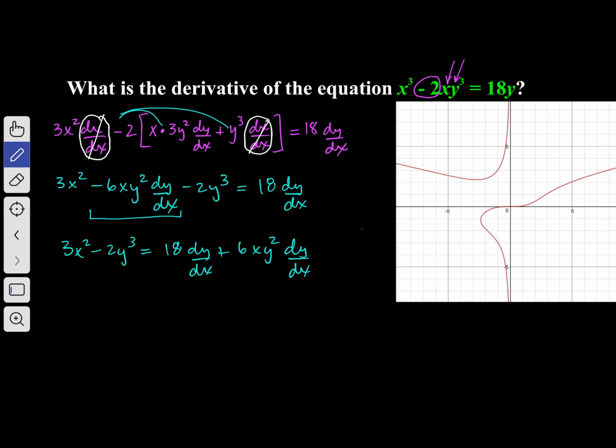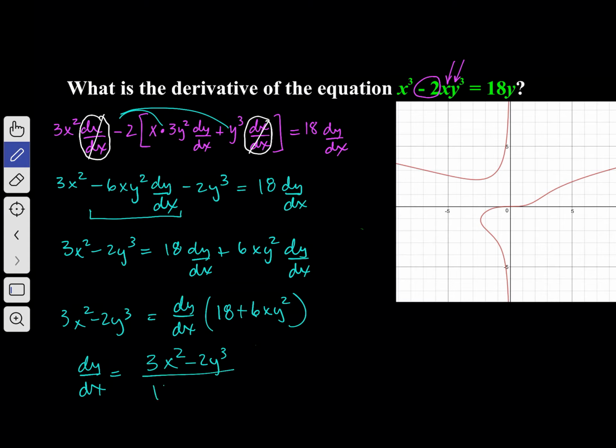squared dy/dx. Now on the right side, let's factor out the dy/dx. And that's going to give me 18 plus 6xy squared is equal to 3x squared minus 2y cubed. And my last step, to isolate my dy/dx, divide both sides by that 18 plus 6xy squared. And I have 3x squared minus 2y cubed over 18 plus 6xy squared. Crazy, but that's the derivative. That is the derivative of this equation.